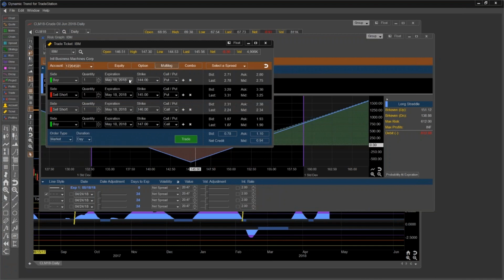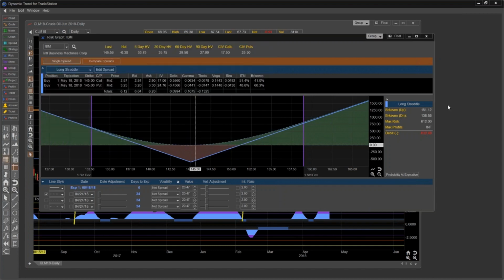But if you don't like the month, you can change the month. If you don't like the strikes, you can change the strikes and so forth. But the interaction with TradeStation is there, and you can run TradeStation side by side or minimize it or whatever. Does it have alerts? It does not have alerts at this time.